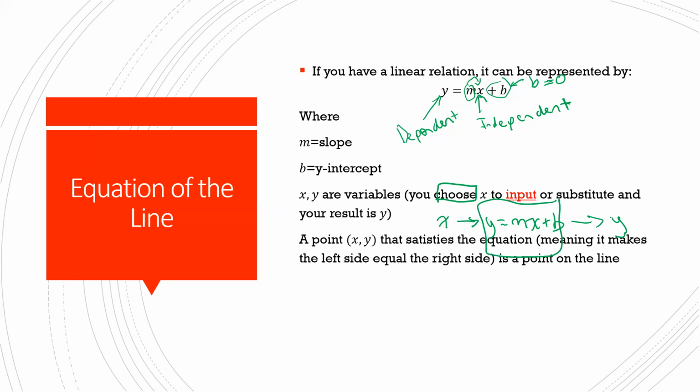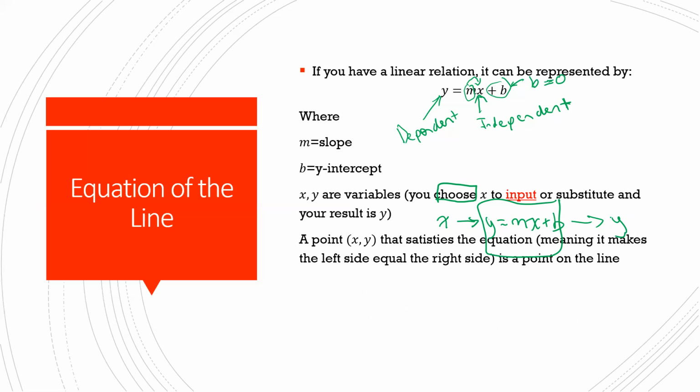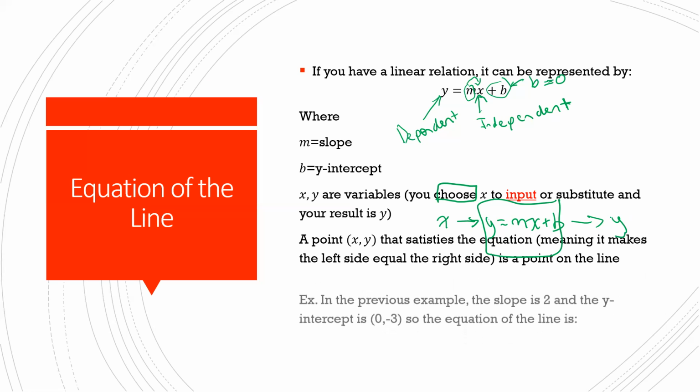So a point x and y, it's going to satisfy the equation, and this is more of a point that we talk about later on. Let's say that you want to check is a point given to you on the line or not. So what you want to do is sub in the point x and y, and you check if the left side equals the right side. If the left side equals the right side, then you know that it's on the line.